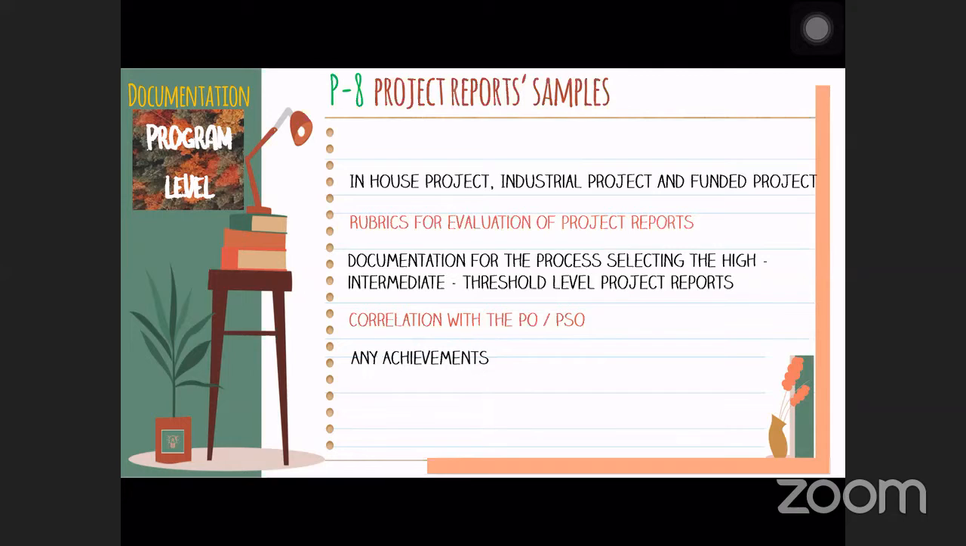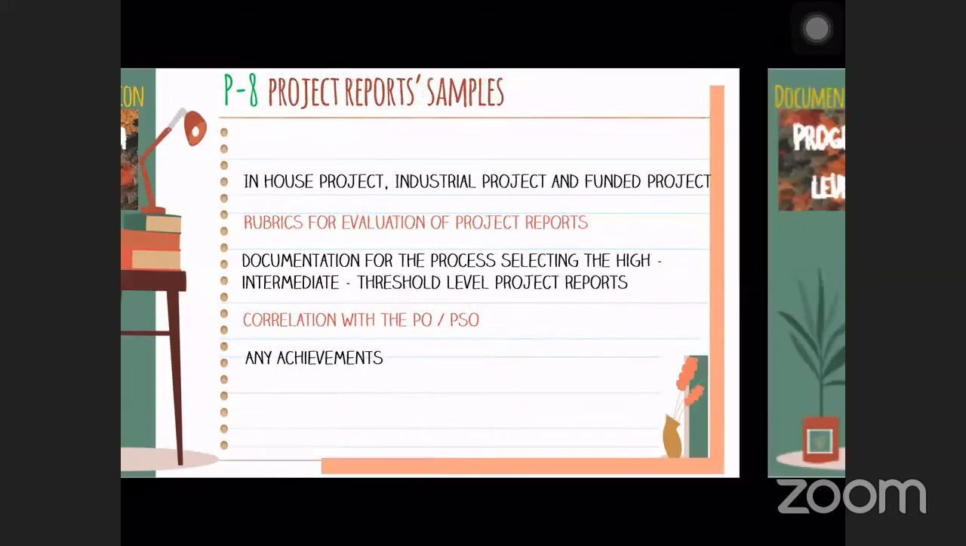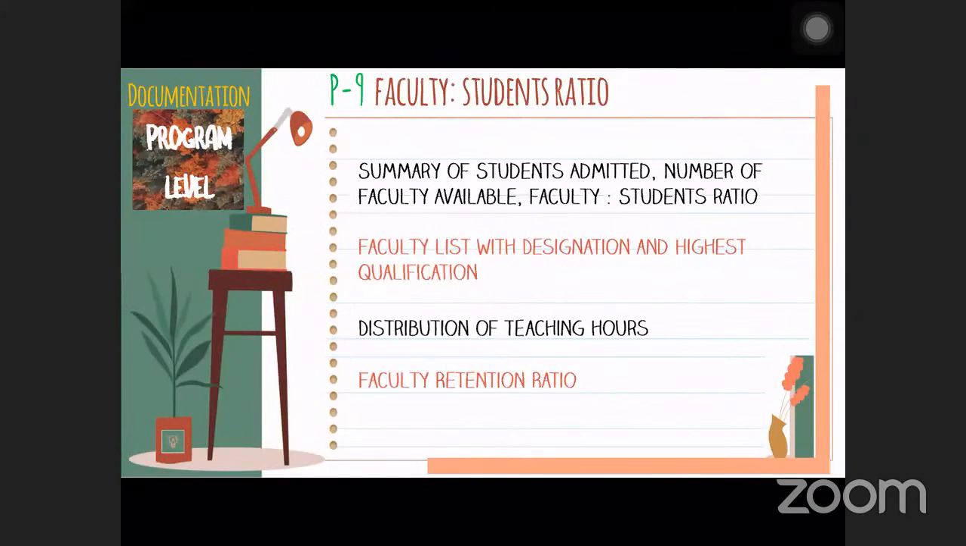And any achievements for the students as well as for the faculty through this project report. Certain students will participate in certain project competitions, and the students win certain recognitions in such competitions. So all such things have to be documented, and they must go into this report. Then the next file for the program level documentation is P9.